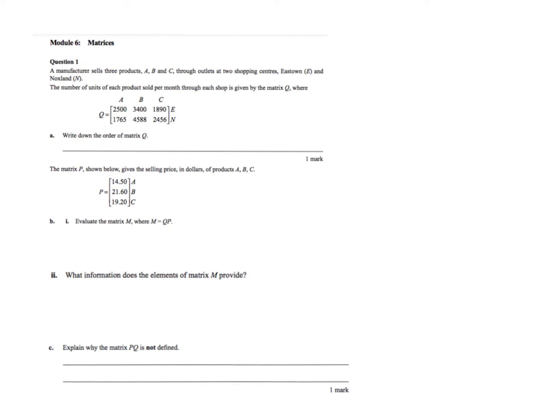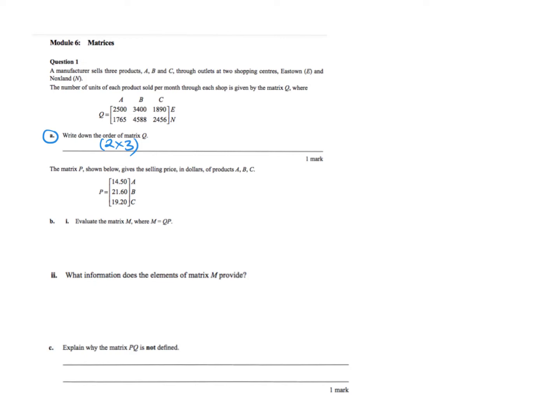A manufacturer sells 3 products, A, B and C, through an outlet at 2 shopping centres, East Town and Knoxland. The number of units of each product sold per month is given in matrix Q. The first question is asking us to write down the order of Q. It's got 2 rows and 3 columns, so it's a 2 by 3.